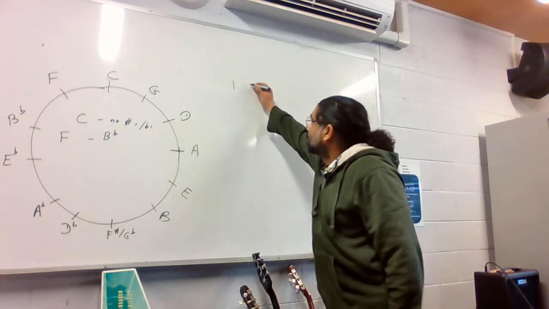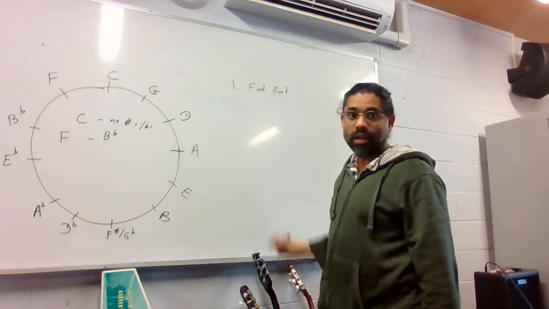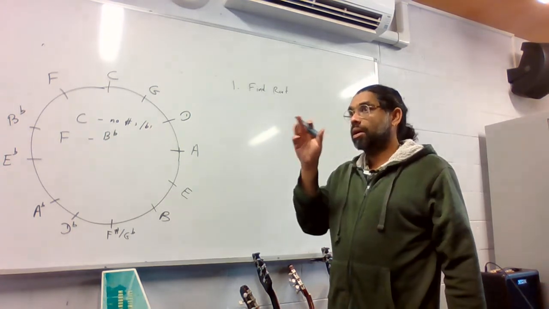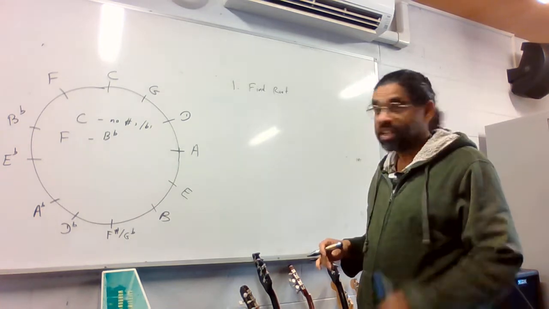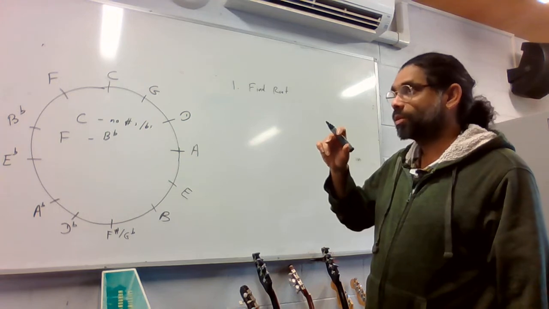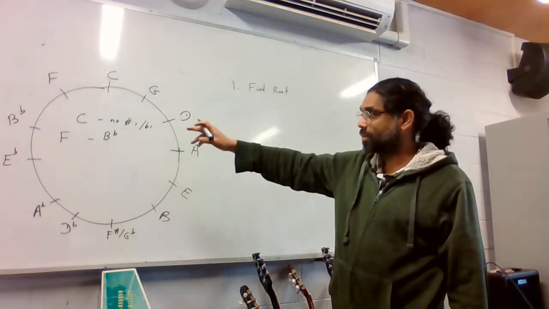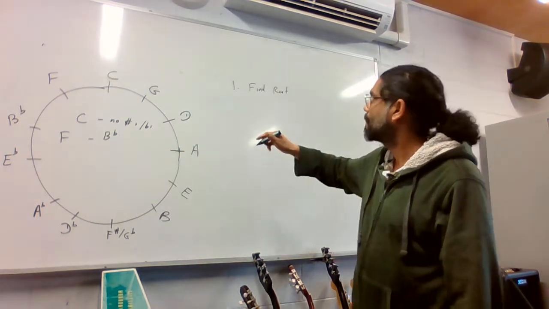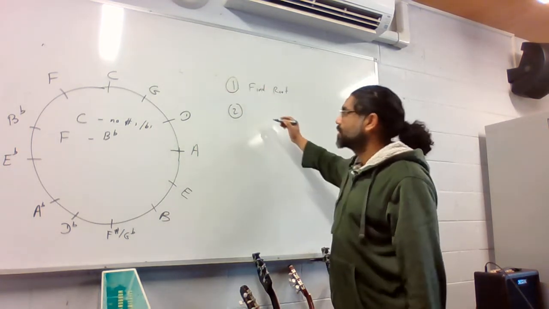Number one, find the root. All flat key roots will have the word flat next to it, or the flat symbol, except for F. Every other flat key will have flat next to it. So, for example, B flat, E flat, A flat, and so on. Only F doesn't have flat next to it. So find the root.